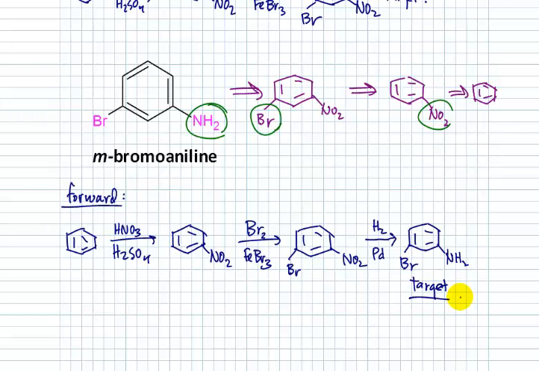Key to this is recognizing you have two groups that are meta to each other, so there had to be some meta director present on the ring at some point. We know a nitro can be turned into an NH2, so that was our last step. This NH2 came from a nitro. Okay? That came from just the nitro compound because putting the bromine on could occur there, and then that could come from just regular old benzene.